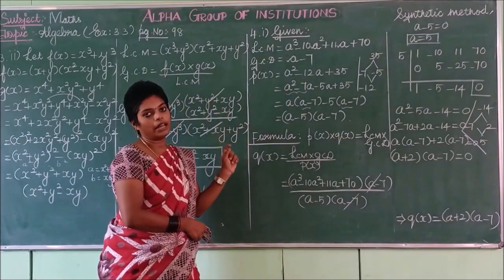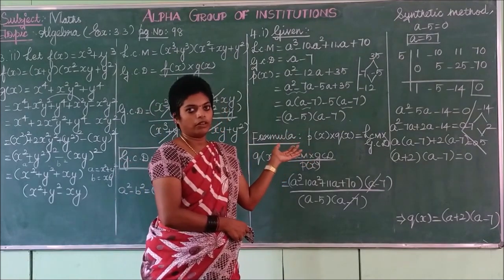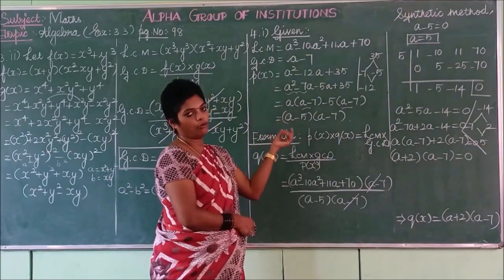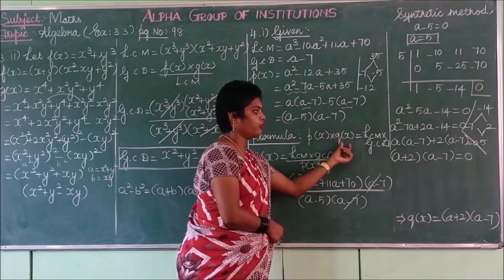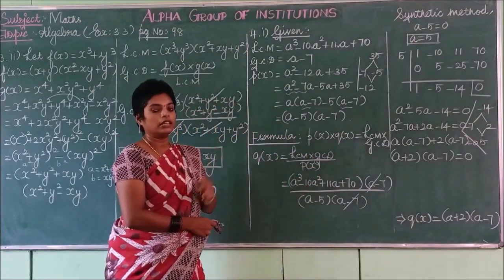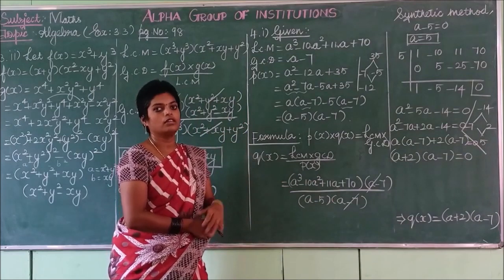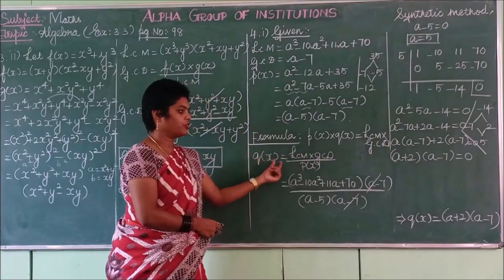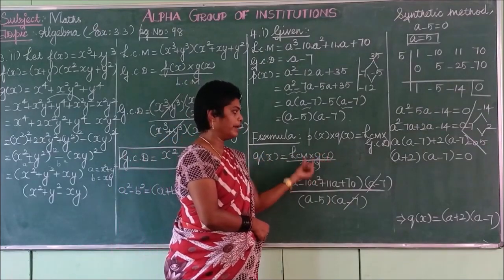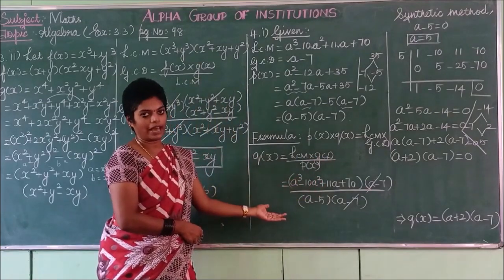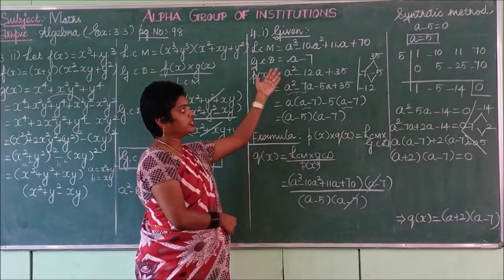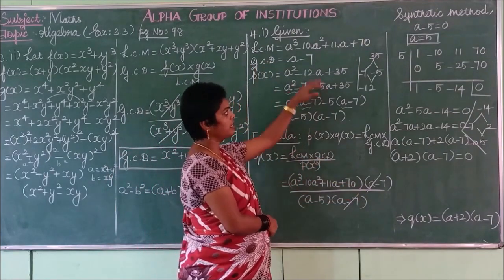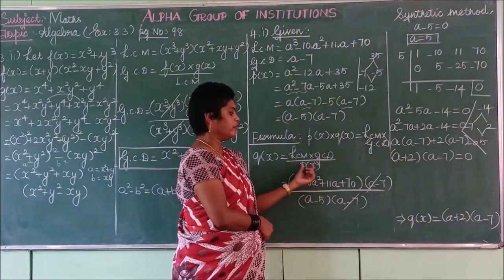Next, you know one formula that f of x into g of x is equal to LCM into GCD. Here they have given P of x and Q of x, so you can rewrite that. P of x into Q of x is equal to LCM into GCD. In this question, you have to find only Q of x. So you have to move that P of x to the other side. Then the formula will change as Q of x is equal to LCM into GCD divided by P of x. So you can substitute the values. So what is our LCM in the given condition? A cube minus 10a squared plus 11a plus 70 into our GCD a minus 7, whole divided by, what is our P of x?